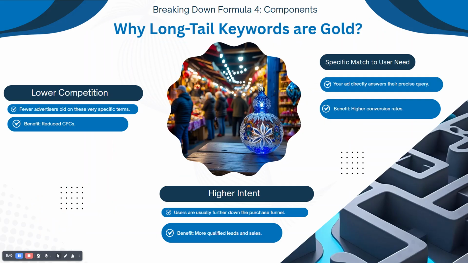So why are long tail keywords gold? Because long tail keywords have lower competition, fewer advertisers bid on these very specific terms, and the benefit is reduced CPC. Second is higher intent. Users are usually further down the purchase funnel, and the benefits are more qualified leads and sales. And third is specific match to user need. Your ad directly answers their precise query, and the benefit is a higher conversion rate.